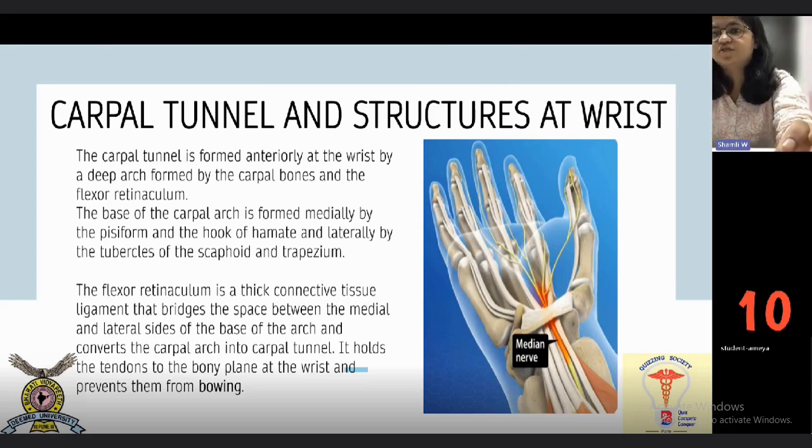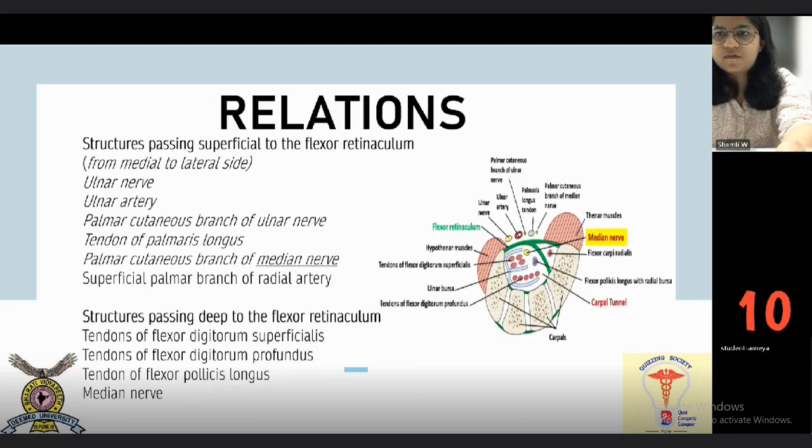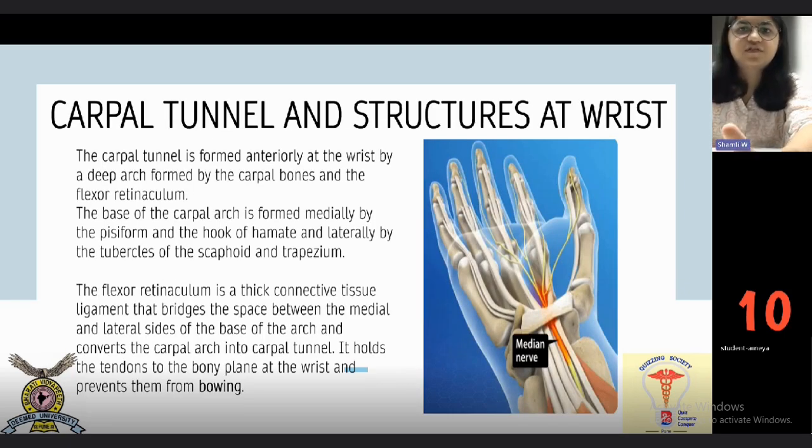As you can see in the picture, a tunnel is formed through which the structures are passing. First we will understand these bones that we see in the diagram. At the wrist, as we know, there are 8 bones, 4 proximal and 4 distal. Proximally, it is formed medially by the pisiform and the hook of hamate, and laterally by the tubercles of scaphoid and trapezium.